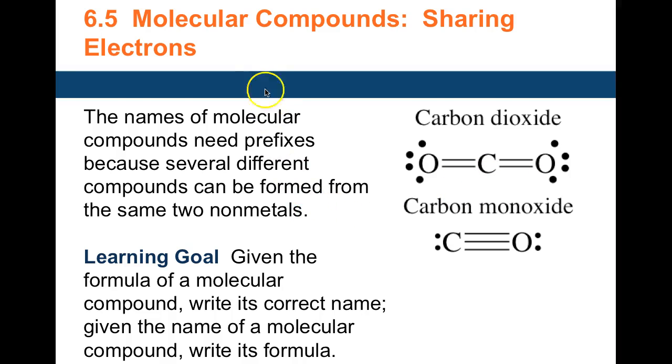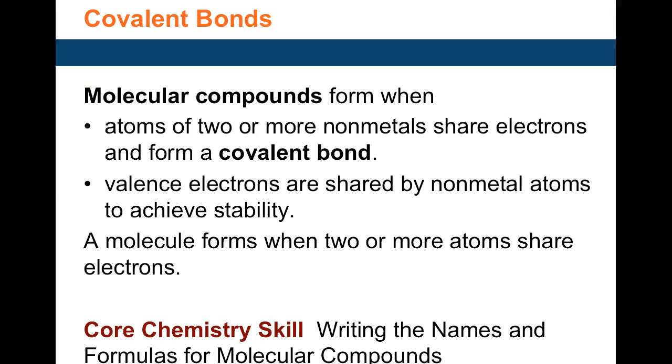And so molecular compounds are formed between non-metals, all right? So non-metals come together, share electrons, and form molecular compounds. Now here you do need prefixes, right? So if you're talking about an oxide of carbon, which oxide are you talking about? Is it carbon monoxide or is it carbon dioxide? All right, so that's why you do need prefixes here when you're talking about molecular compounds.